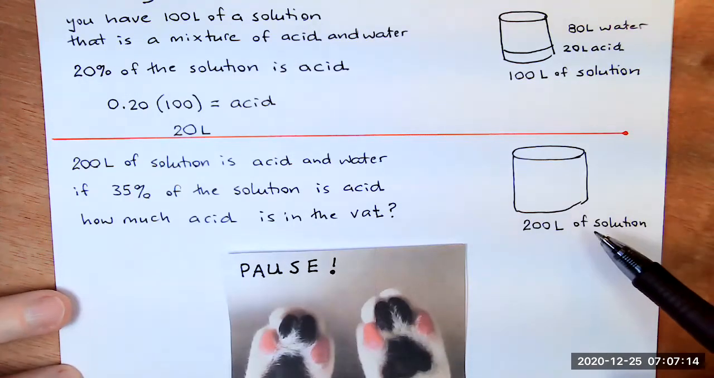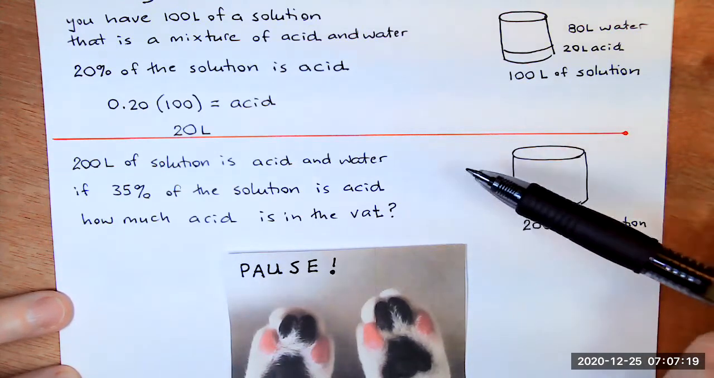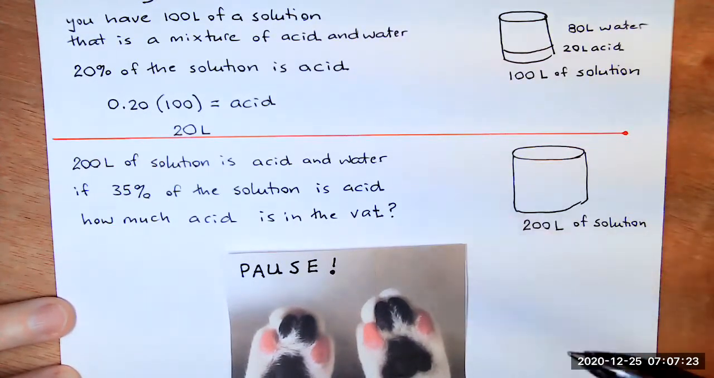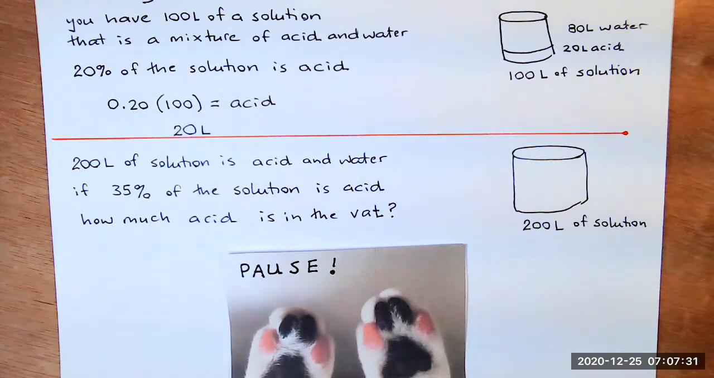All right, we have a 200 liter vat, which is a solution of acid and water. If 35% of the solution is acid, how much acid is in the vat? And if I were you, I would hit pause and work it out on your own. All right.